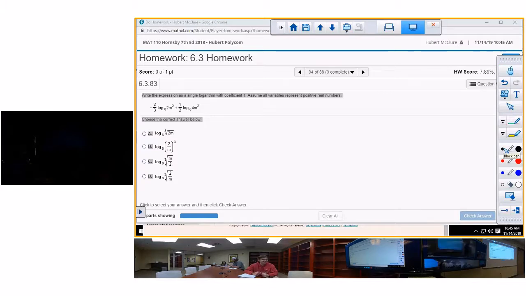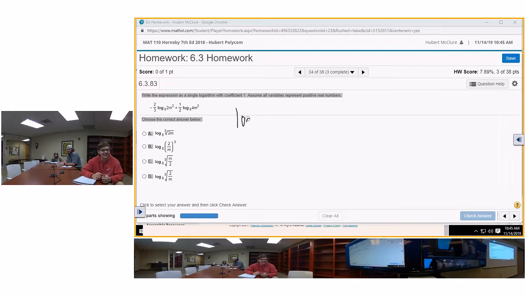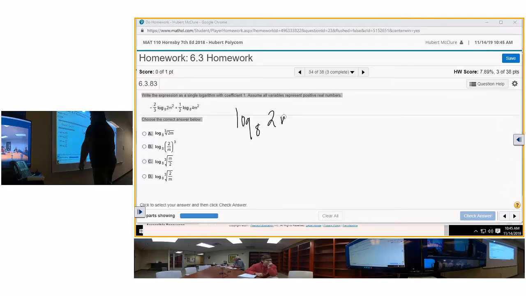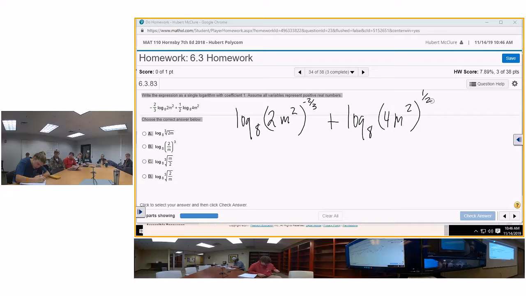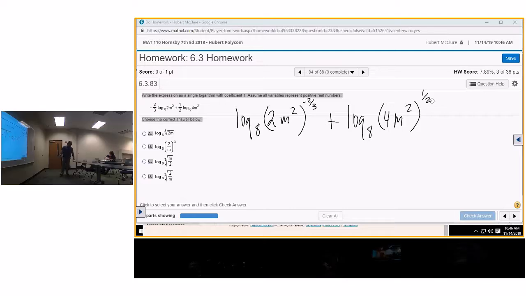He calls out his students. Log base 8 of 2m squared raised to the negative 2/3 power. Oh my gosh, we might as well quit after we do this. Plus log base 8 of 4m squared to the 1/2 power. I feel like we've done this one. Okay, I'm going to let y'all work the next couple of steps just so we can bog you down and you don't know what's left or right or up or down.